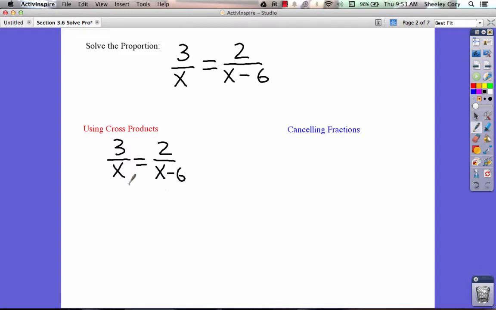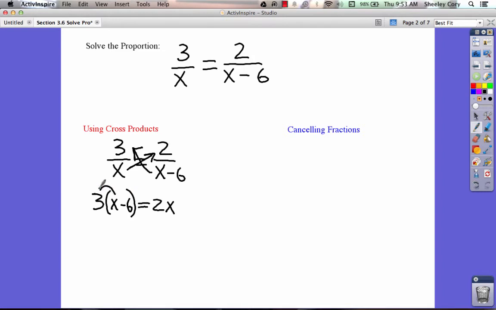If I want to solve this, cross products means I take this denominator, I multiply it times this numerator. I take this denominator and I multiply it times this numerator. So what I'm going to do is I'm going to take 2 times x, which is going to give me 2x on the right side. And then I'm going to take x minus 6 and I'm going to multiply it by 3. So that gives me 3 times x minus 6. Then I distribute the 3 to each term and solve the equation from there.